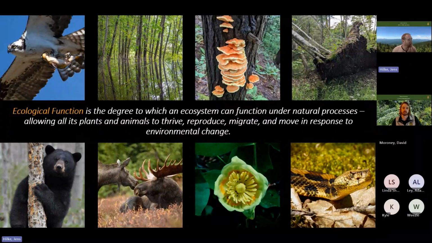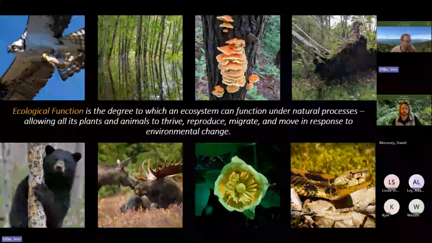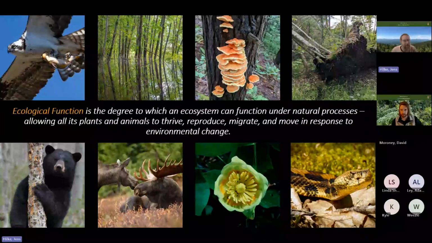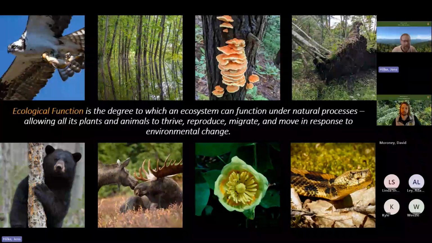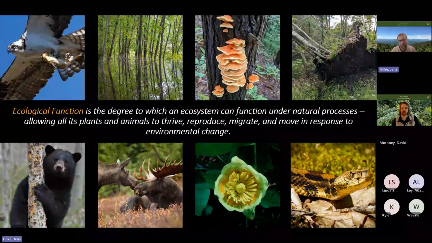So ecological function is the degree to which an ecosystem can function under natural processes, allowing all its plants and animals to thrive, reproduce, migrate, and move in response to environmental change. So again, we take this overall map and we have to dig in a little bit to figure out what the functions are, to figure out what associated land management or land use might be appropriate there. Not all parts of the green are equal.